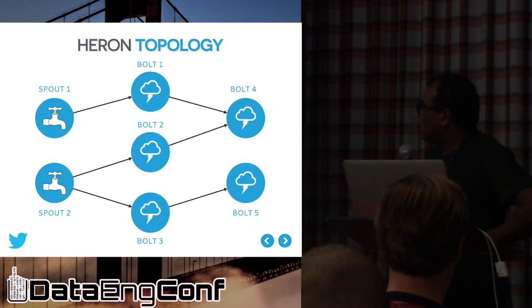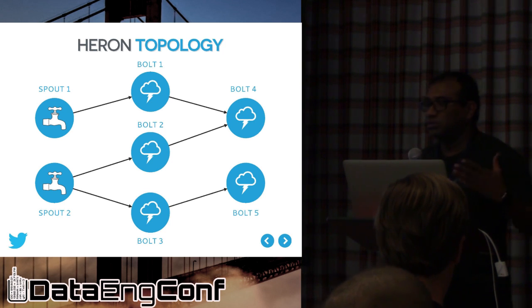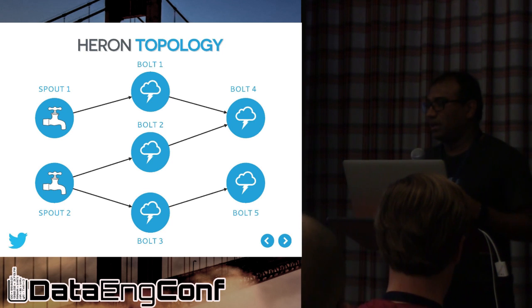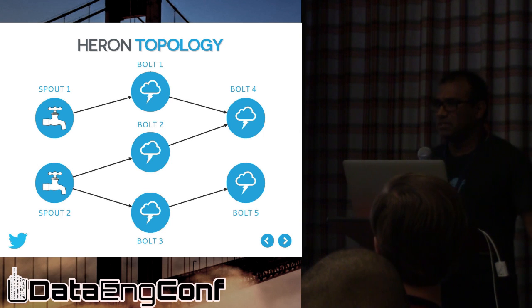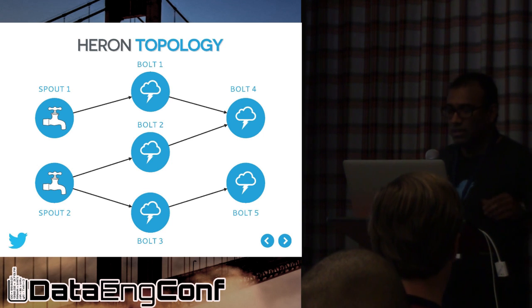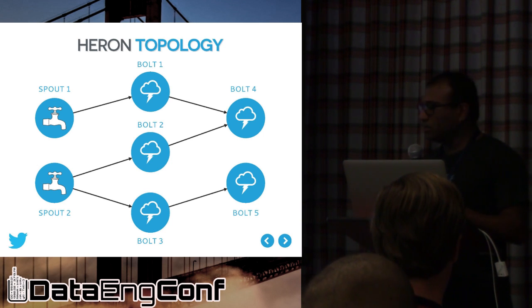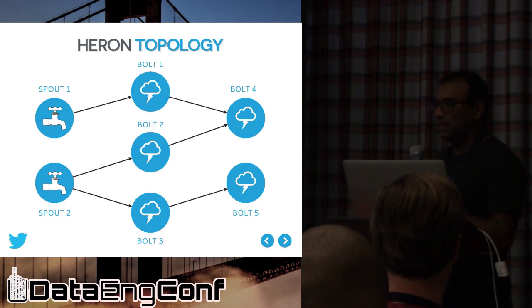And one of the advantages of Heron is that you can do as many stages as you like. We have seen jobs ranging from 10 stages to 15 stages, and that can keep on going. And so the next difference is that here the data is streaming.